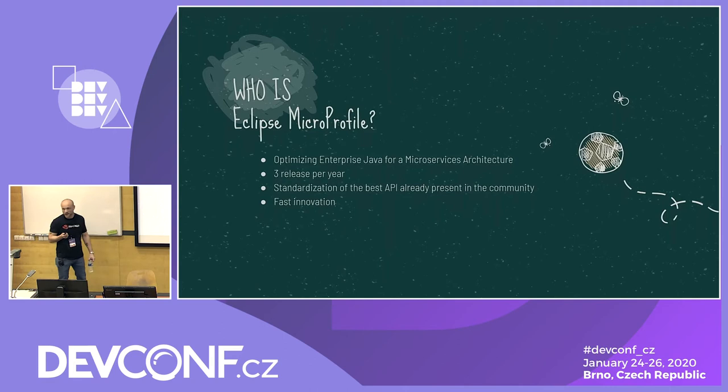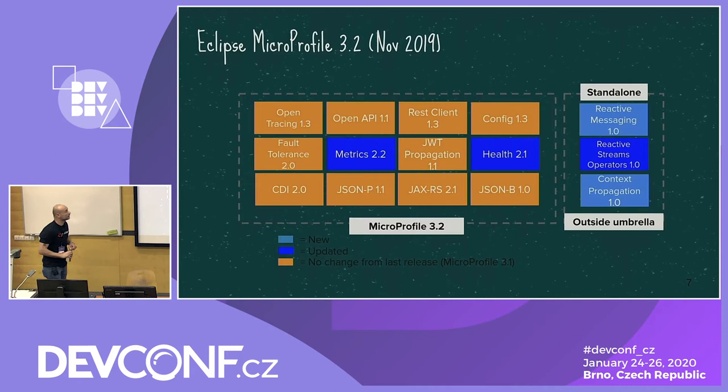Basically, MicroProfile is composed of various specifications. Part of them, CDI, JSON-P, JAX-RS, JSON-B, and so on, are also part of JakartaEE. So it's exactly what it aims to do, optimize JavaEE for microservices. So using the best part, the more agile part of JakartaEE, and on top of them, build something more. And more is fault tolerance, metrics, propagation of token, REST client, and so on. And this is the umbrella, the platform, the last release of MicroProfile 3.2.